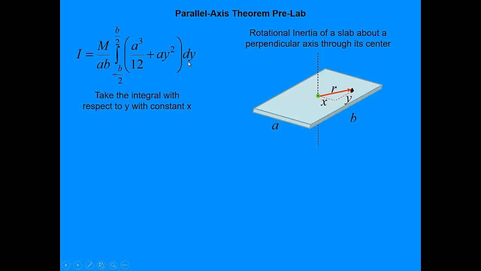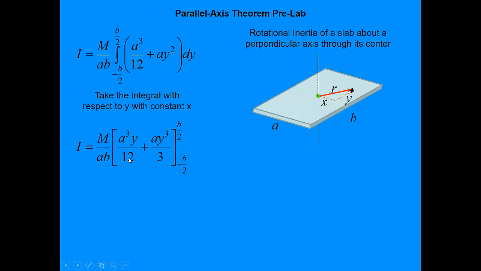Now we need to integrate with respect to y, and we treat x as constant, but there are no x's left because we evaluated it already. Right, so anything that's not a y is a constant. So again, the integral of a sum is the sum of the integrals. This a cubed over 12 is just a constant. So the integral of this with respect to y would just be this times y. The integral of this, using the power rule, add 1 to the exponent, divide by the new exponent, would be ay cubed over 3.